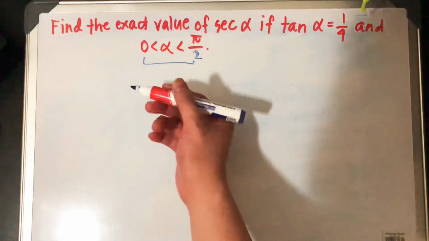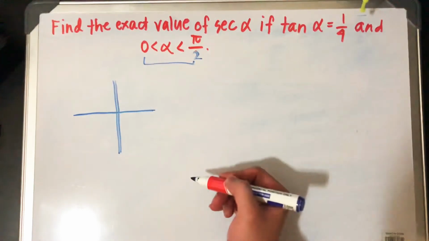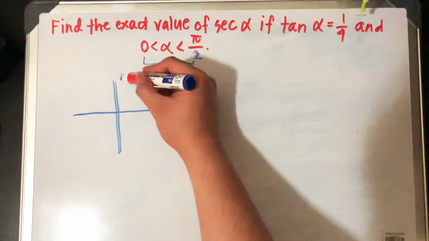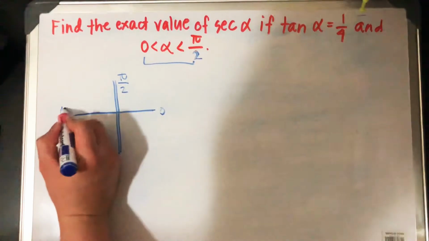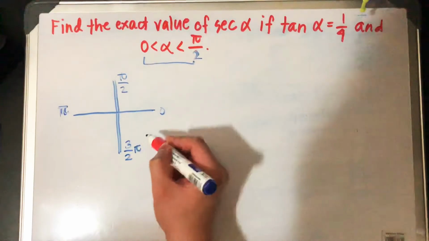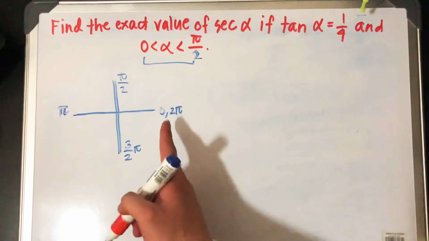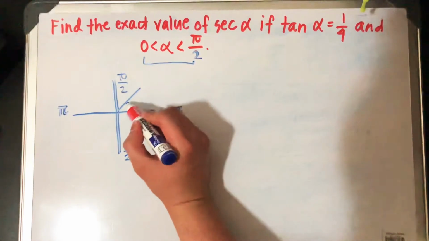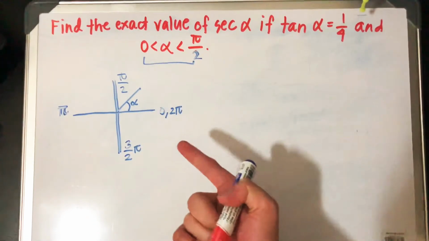So, if we try to look at it in a plane, this is 0, this is pi over 2, this is pi, this is 3 over 2 pi, and this is 2 pi. It says here that alpha is between 0 and pi over 2. So, meaning, our angle is here. Okay? So, that's the first one.